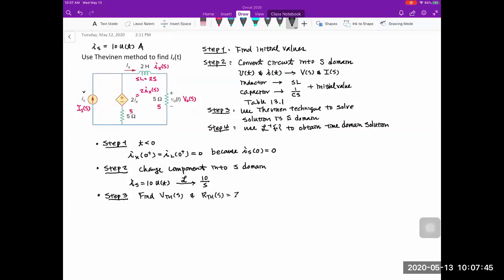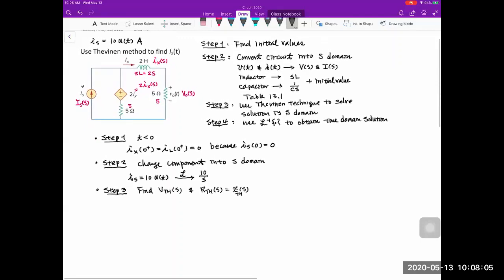Sometimes people simply write impedance, which has the same kind of meaning. So Z in the s domain, or R_TH in the s domain, is an impedance. Let's find the V_TH first. To find V_TH, you have to look at which part of the circuit you are trying to simulate, and make it into the Thevenin equivalent. The thing we are interested in is V naught.